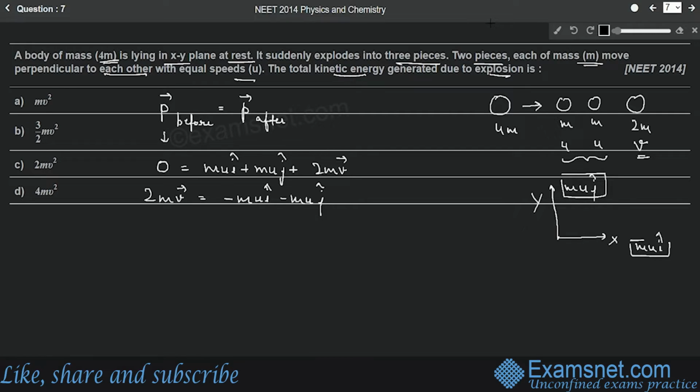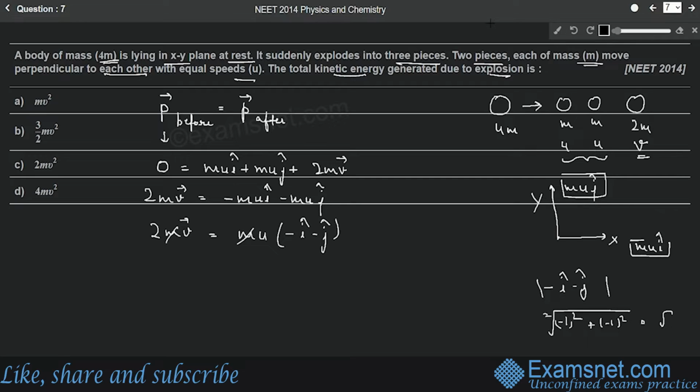Right. Now 2mv equals, let's take mu common. So what will be left this side? Minus i cap minus j cap. Right, so m cancelled. And if we find the magnitude of minus i cap minus j cap, it will be the square root of minus 1 square plus minus 1 square. Okay, this is how we find the magnitude. That will be equal to root 2.